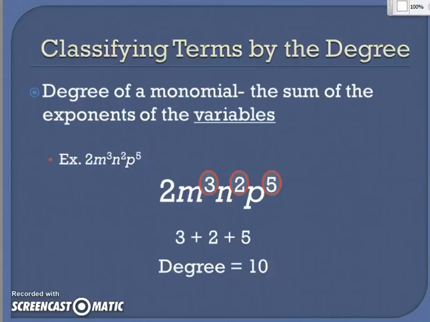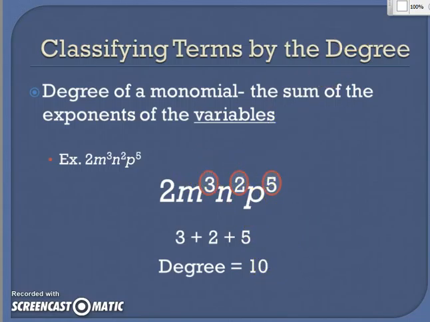The last part of this lesson is talking about classifying terms by the degree. What that means is you're looking at the sum of the exponents of the variables. So when you have one term, nothing separated out by addition or subtraction, you look at your exponents. We have an exponent of 3, 2, and 5. So for the degree, I'm going to add those exponents, 3 plus 2 plus 5, to make this polynomial have a degree of 10. Since it was just one term, the degree is 10.